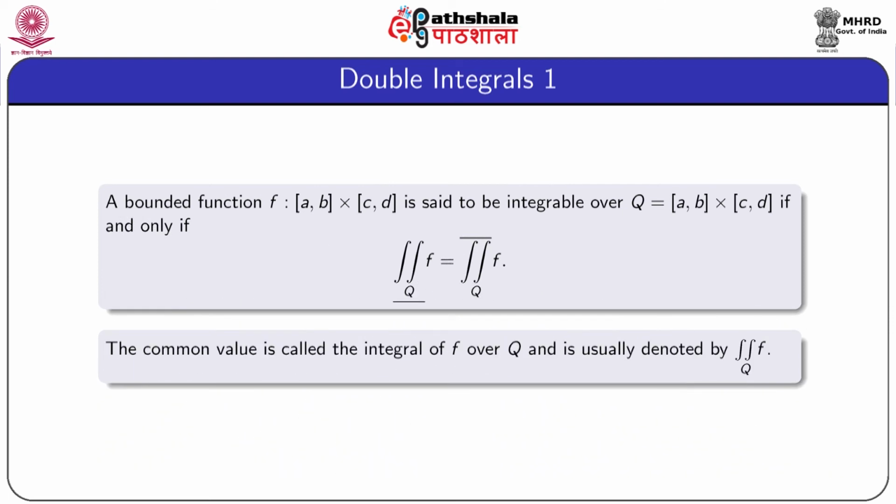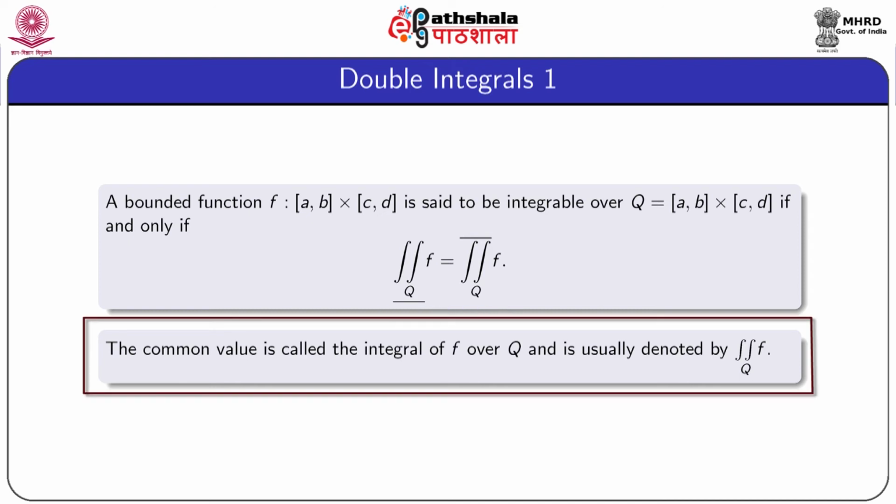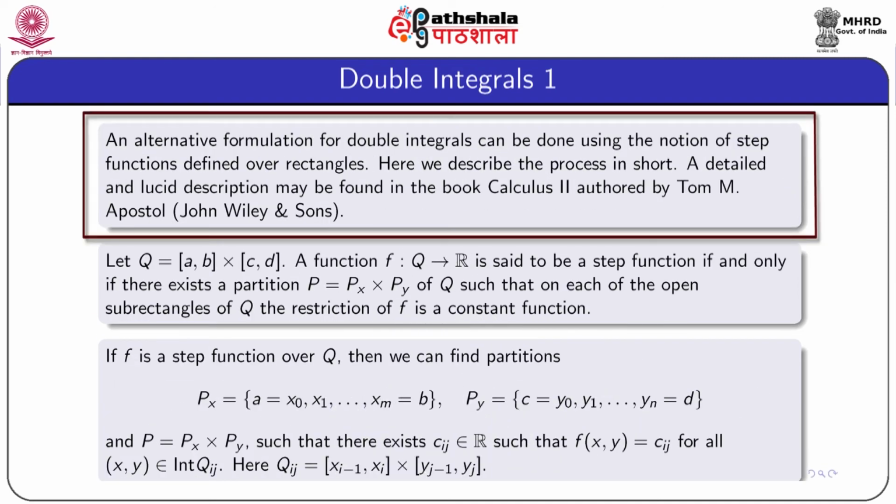A bounded function f from [a,b] times [c,d] is said to be integrable over Q if and only if the lower and upper integral of f over Q are the same. The common value is called the integral of f over Q and is usually denoted by the symbol double integral of f over Q. An alternative formulation for double integrals can be done using the notion of step functions defined over rectangles. We discuss a similar process while recapitulating the Riemann integral.